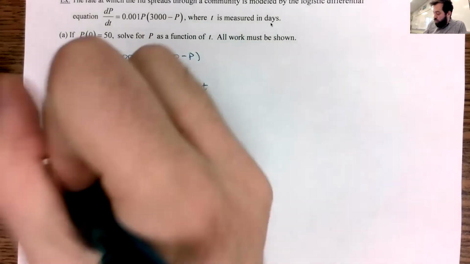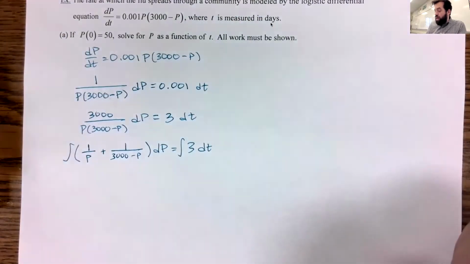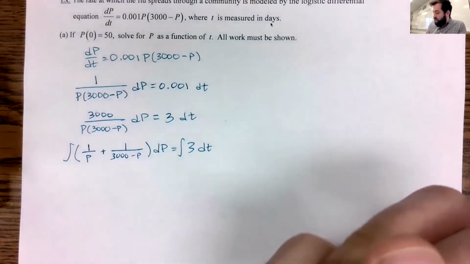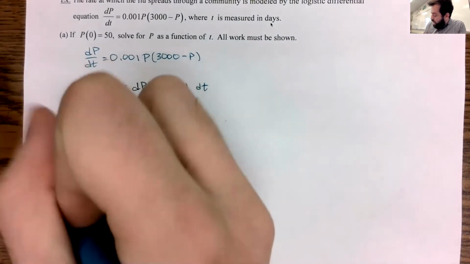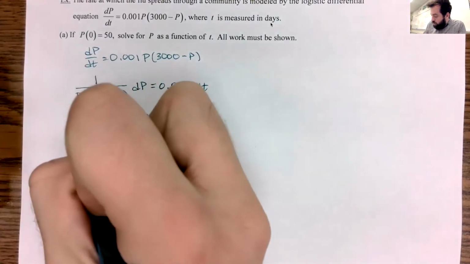So now we're at a point where we can integrate both sides. So I'm going to initiate the integration. And on the left here, we're going to end up with the natural log of the absolute value of P.